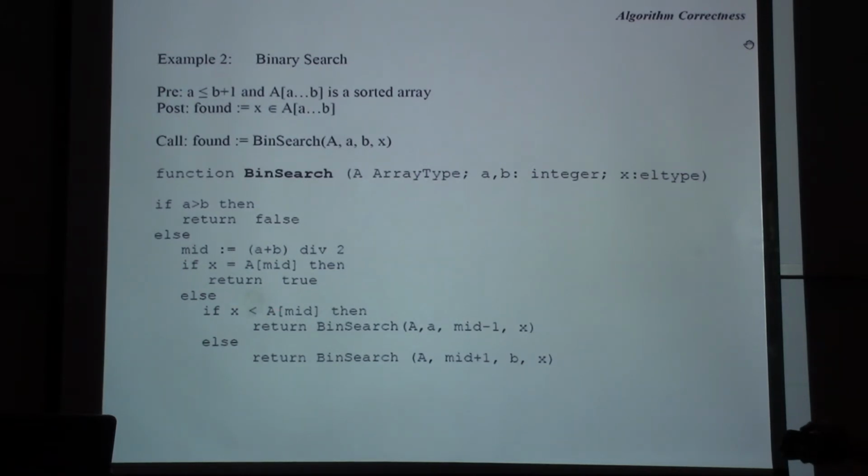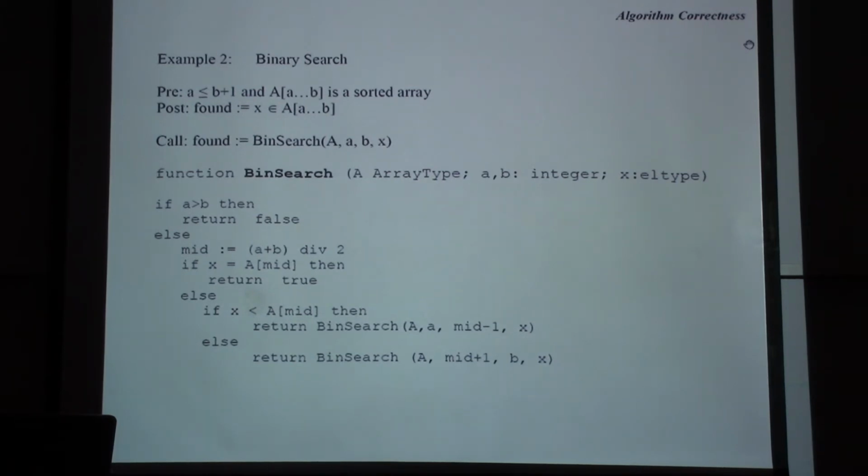If it's greater than the middle, then the smallest element we want to consider is the one to the right of the middle. So that means our left element, instead of A, now becomes mid plus 1 goes into A, but B is still the same. Does that make sense? So that's the algorithm. We want to prove that this is correct.